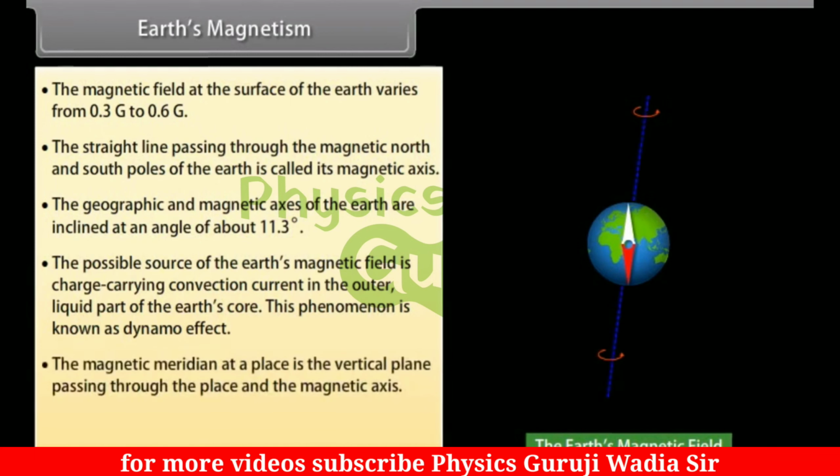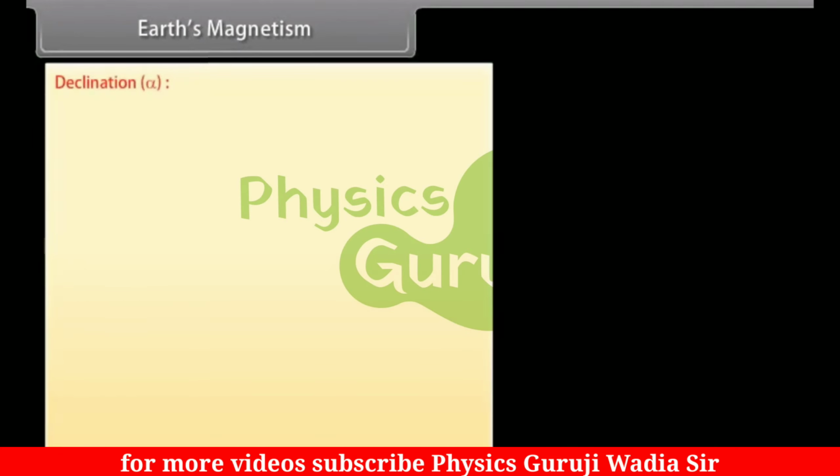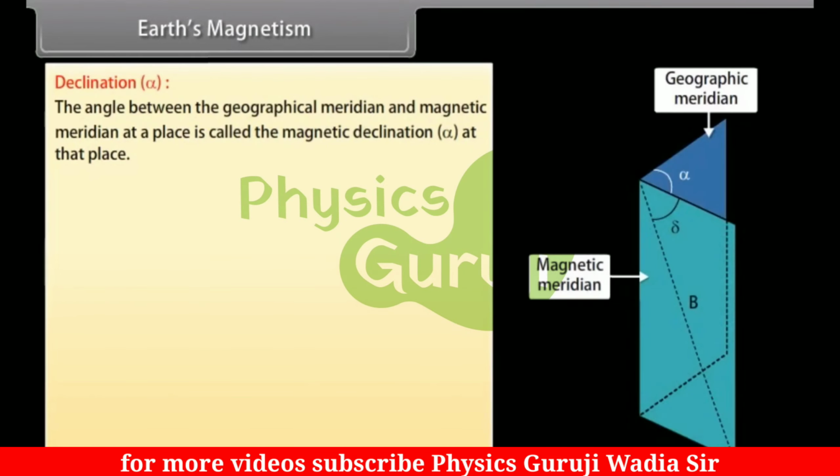The magnetic meridian at a place is the vertical plane passing through the place and the magnetic axis. The great circle on the Earth's surface, perpendicular to the magnetic axis, is the magnetic equator. Declination, alpha. The angle between the geographical meridian and magnetic meridian at a place is called the magnetic declination at that place. Angle of dip, delta.